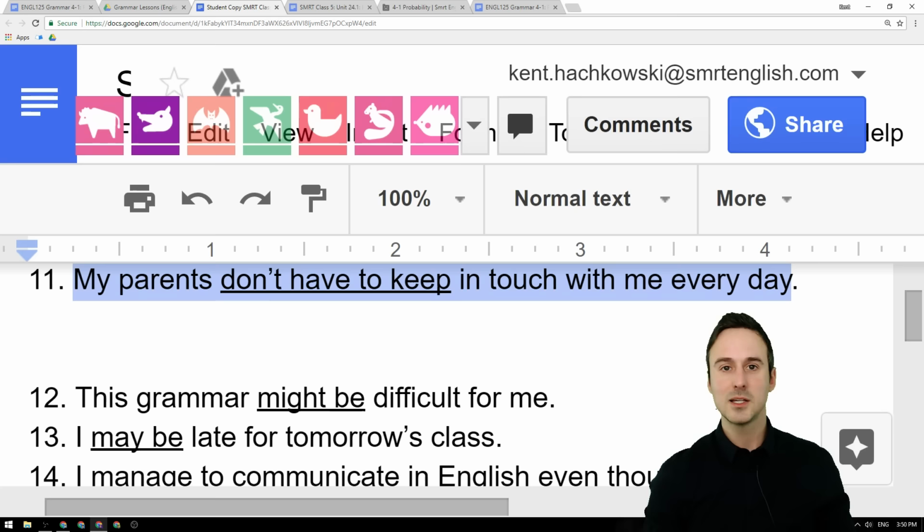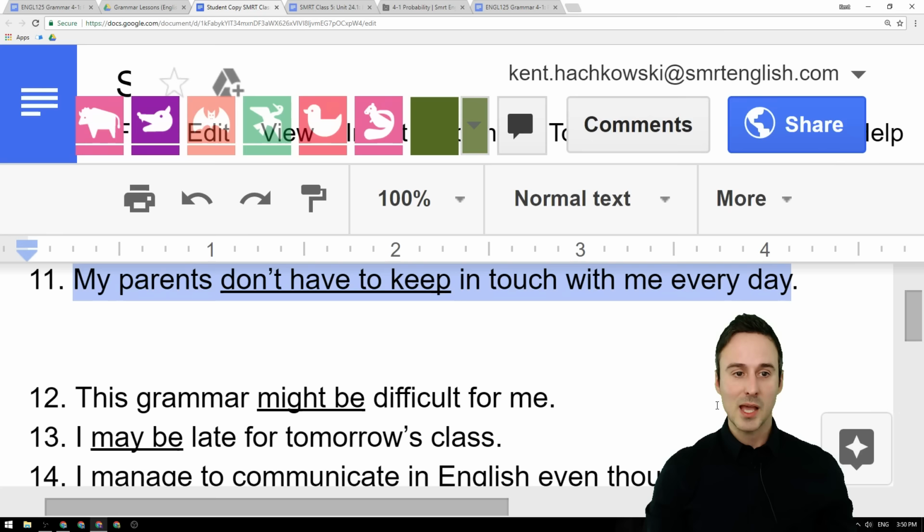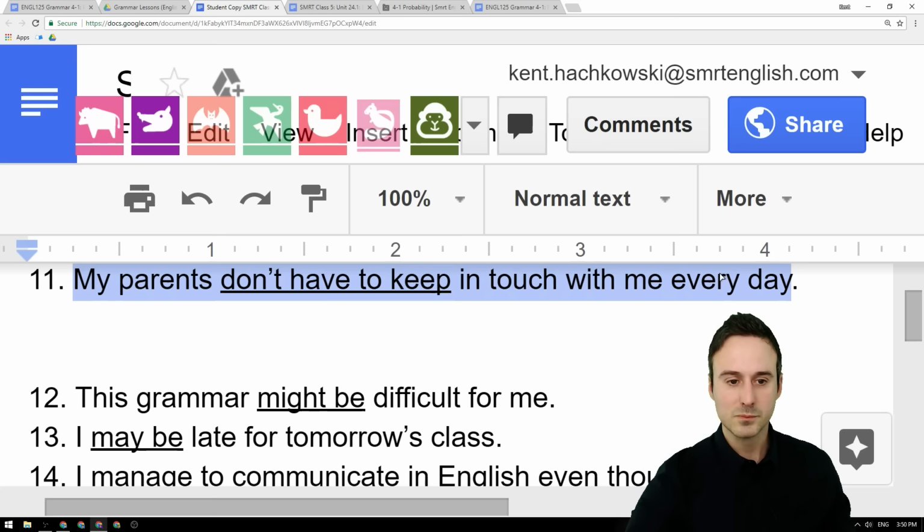What does it mean, keep in touch? And I think most of you guys know this already. And yes, you're right, it is present. My parents don't have to keep in touch with me every day. It means talk to me, contact me, call me, whatever, or text me every day. Keep in touch means keep contact, keep in communication. And I think you're right. It's a present idea because I use that word every day. So that's kind of a giveaway, right? All right. Let's do one more.